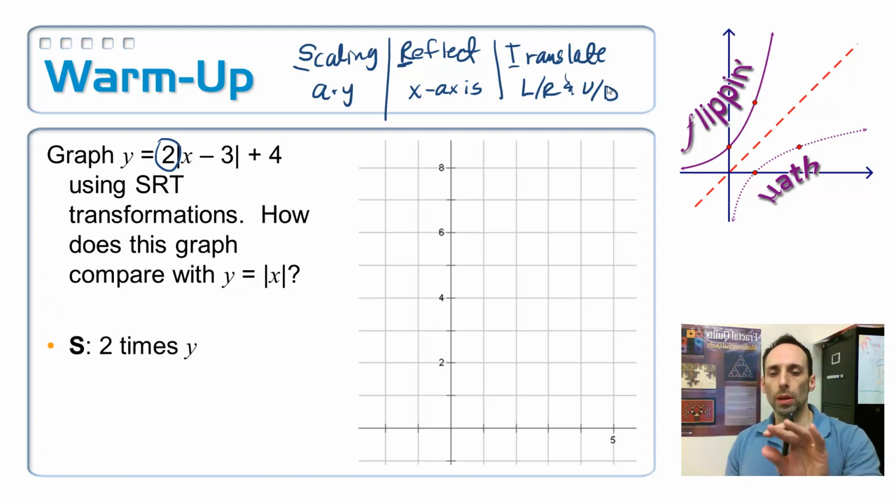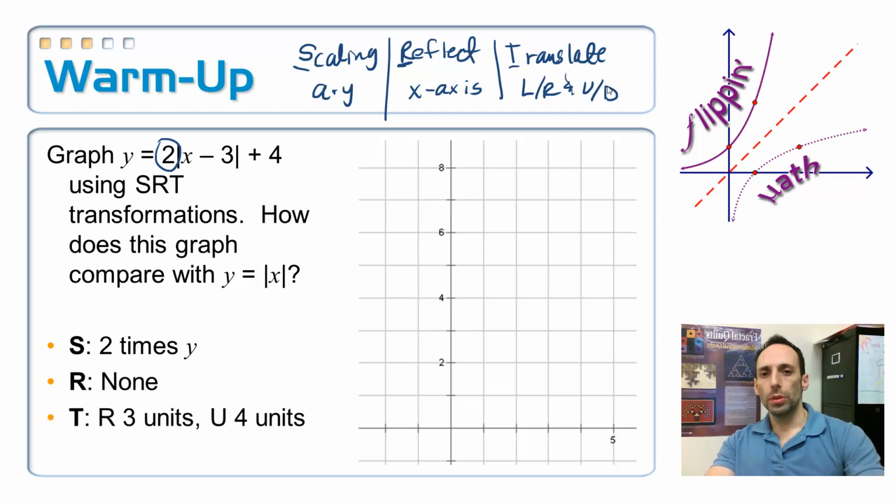And how do I deal with that? I multiply that 2 times each of the y coordinates on the parent function. R is next. Am I reflecting it? Nope. I am not reflecting it because my a value is positive 2 and not a negative 2. Translating. I am translating it. It's the 3 and the 4, but watch yourself here. I'm going 3 to the right and up 4. Why is it 3 to the right instead of 3 to the left? Because that's a negative 3. Remember, when it's associated with the x, this sucker is lying to you. Your x's lie, but y's don't, so this one tells the truth. Okay, all of these from the parent function.